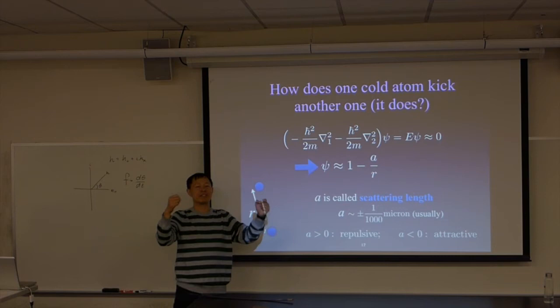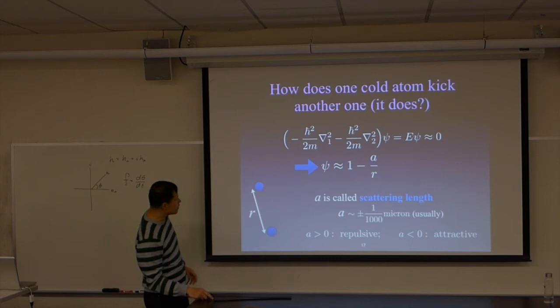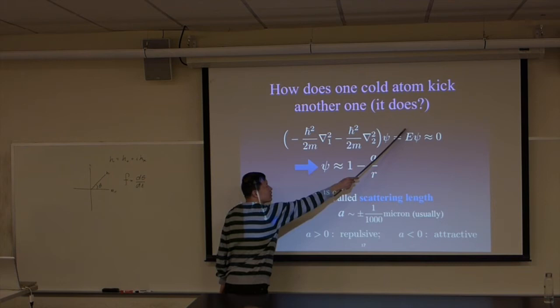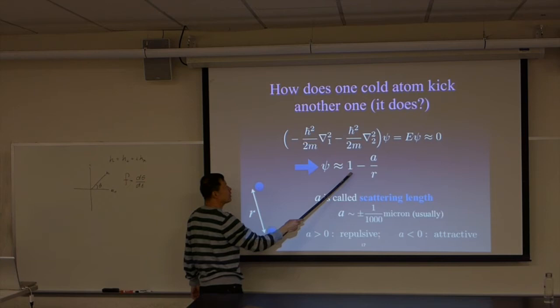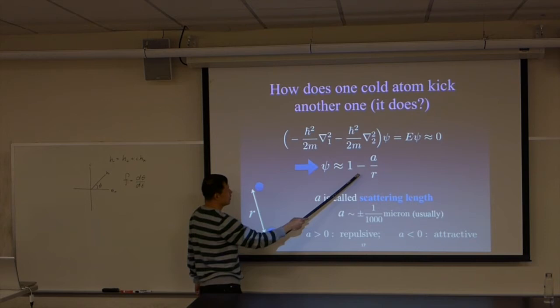In the S-wave state, the wave function is isotropic, depends only on the distance between the two atoms. Namely, it's a function of a single variable. And then you can reduce the Schrödinger equation. You can show that if the energy is very small, which is true in the ultra-cold region, ultra-cold means energy E close to zero, then you can get this simple solution. The wave function is of the form a linear combination of a constant and 1 over r. By the way, this is also a solution to the Laplace equation in electrostatics. So the coefficient is a constant.